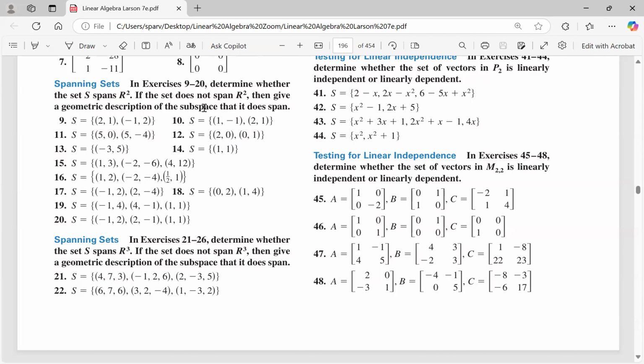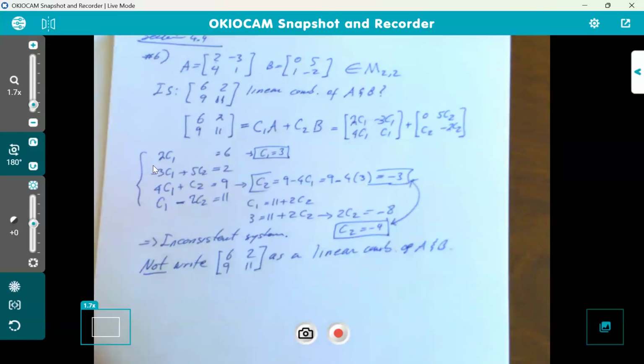If the set does not span R2, that means you cannot write every vector in R2 using this set, then give a geometric description of the subspace that it does span. Okay, that's the case if it doesn't span R2. Okay, so let's check it out. We go to my notepad. Okay, so we're doing exercise number 12 now.